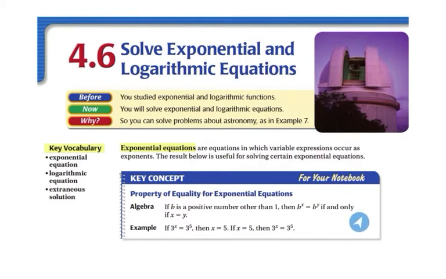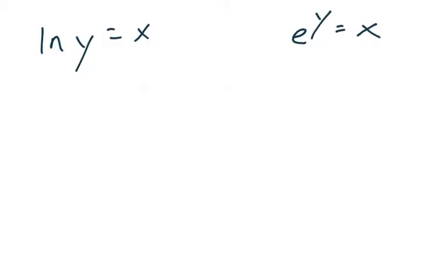This is a property that we already talked about in class, where the property of equality for exponential equations is true: if the base is the same, then the exponent has to be the same in order for the two sides of the equation to be equal. Now, we already have done some questions in 4.4 that are using this concept.